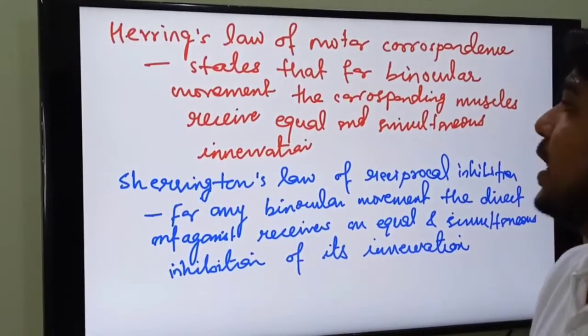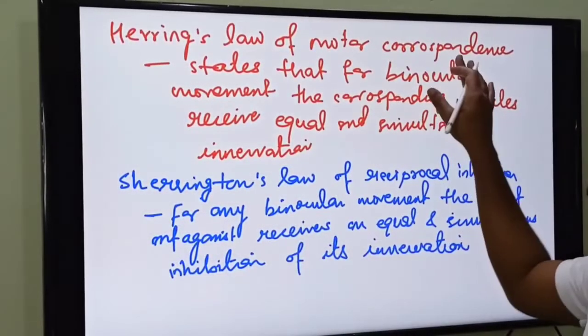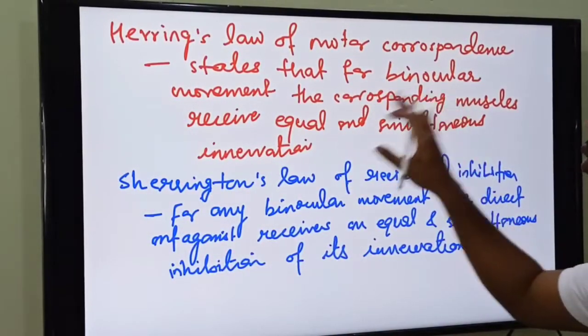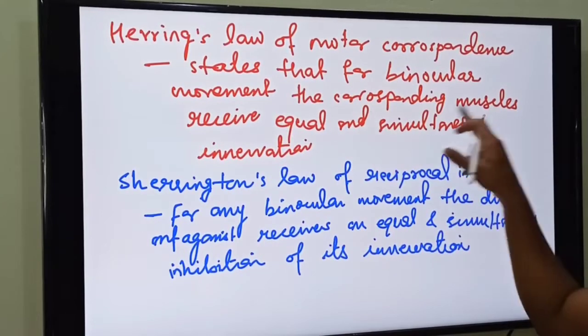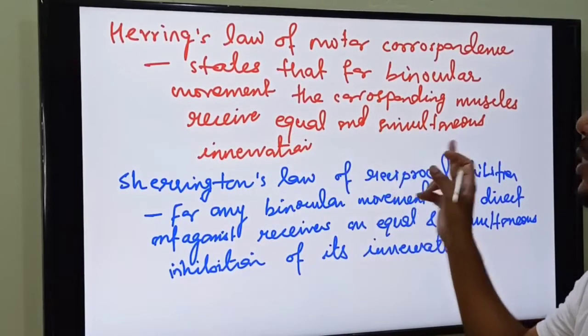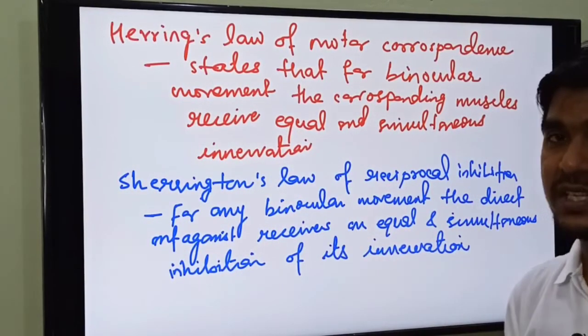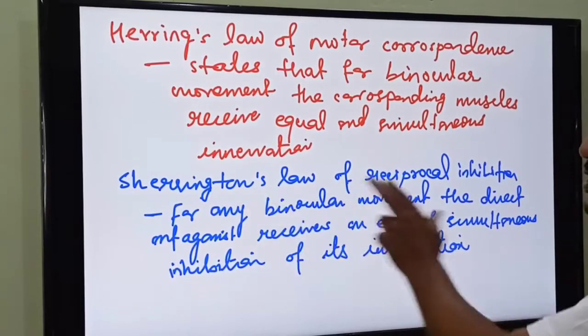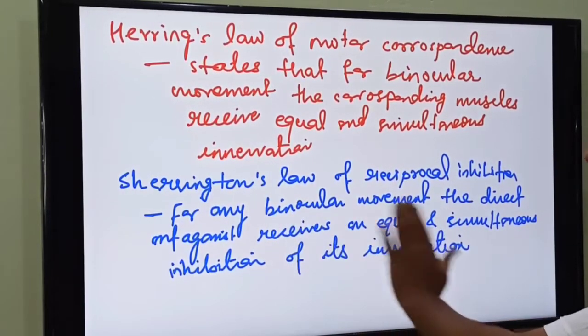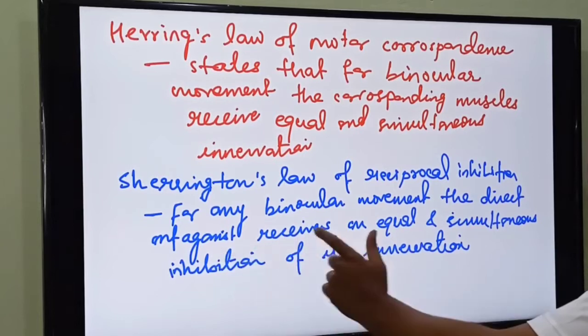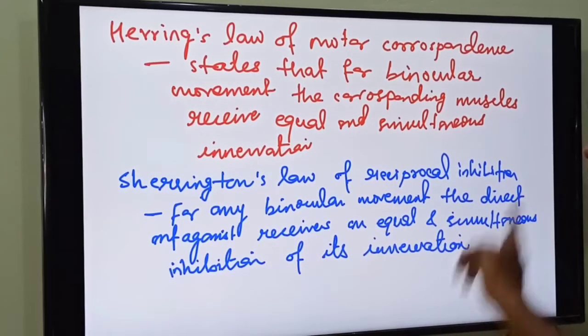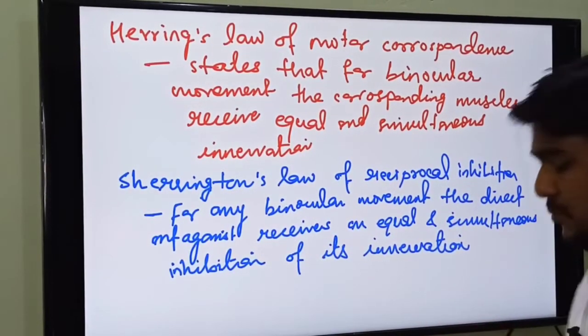So obviously Herring's law states the motor correspondence, that for binocular movement, the corresponding muscles receive equal and simultaneous innervation, means synergistic muscles, yoke muscles. Sherrington's law of reciprocal inhibition states that for any binocular movement, the antagonist receives equal and simultaneous inhibition.